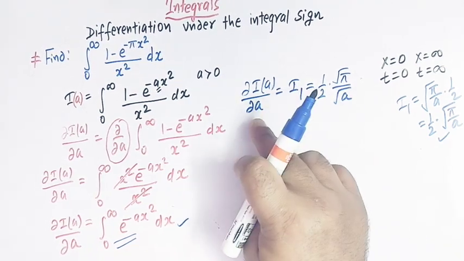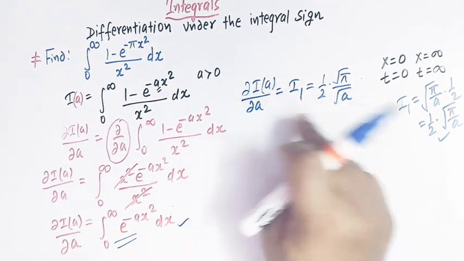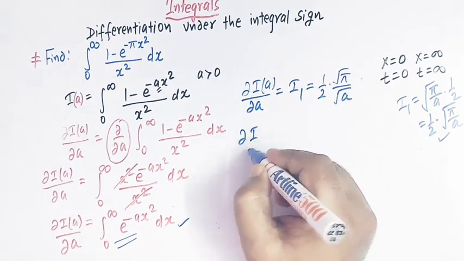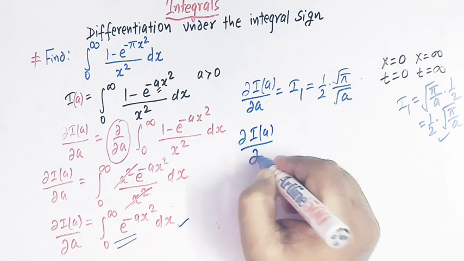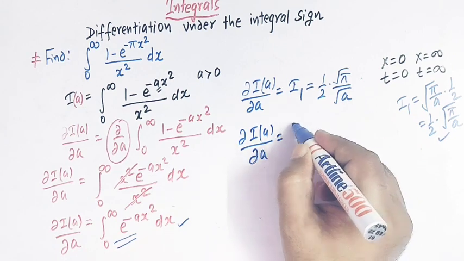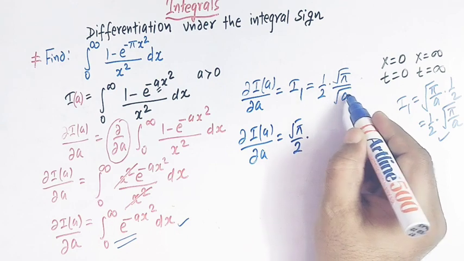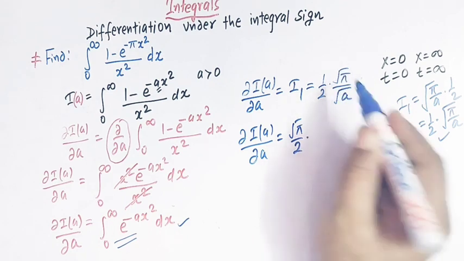So we can now solve this differential equation for A. So we have del I over del A is equal to root pi over 2, and here square root of A can be taken to the numerator.